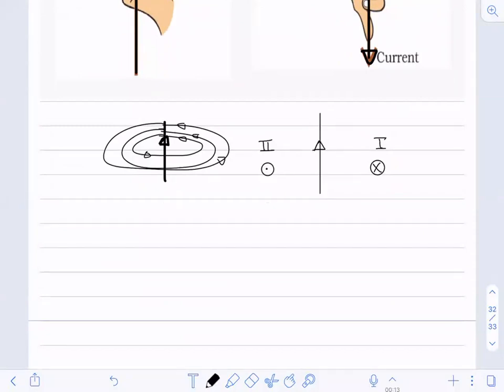So for your exercise, just see here. Suppose I take a current direction like this. This means that the current is coming towards you. A wire is there which is coming from the screen towards you. Now you tell me, what is the direction of the magnetic field? Is it a clockwise direction or is it an anti-clockwise direction?